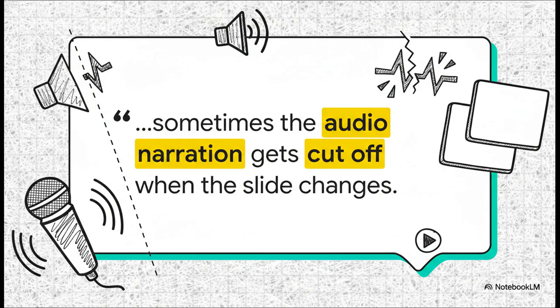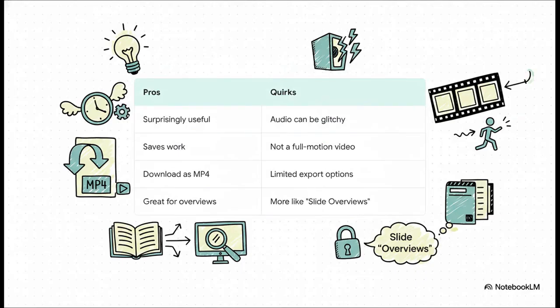But, of course, it's not perfect. The very same user pointed out a common glitch. The audio narration can get cut off really abruptly right when the slide changes. It kind of feels like the audio is made slide by slide and the timing just isn't quite seamless yet. So this table kind of sums up what people are saying. On the pro side, it's surprisingly useful, it saves a ton of work, and you can download it as an MP4. But the quirks are pretty significant. Besides the audio glitches, a lot of people are saying, hey, this isn't really a video with motion, it's a narrated slideshow. In fact, one user even suggested it should be called Slide Overviews, which is pretty accurate.